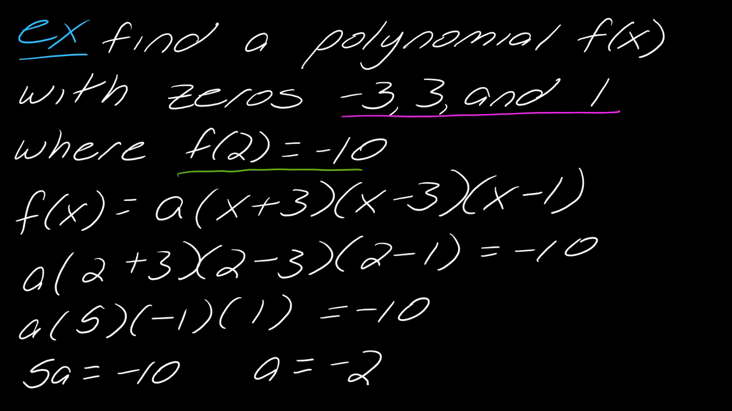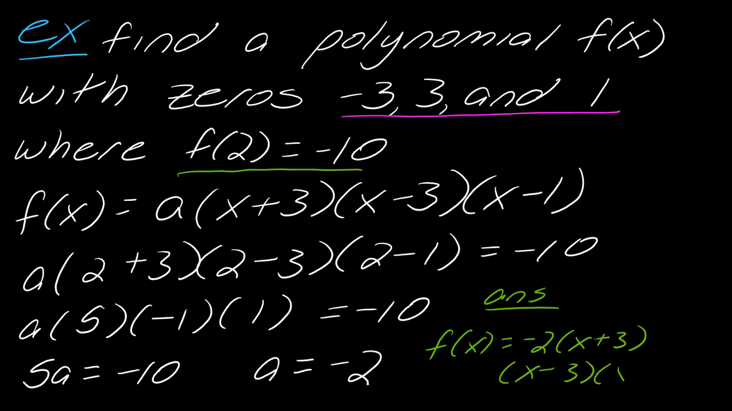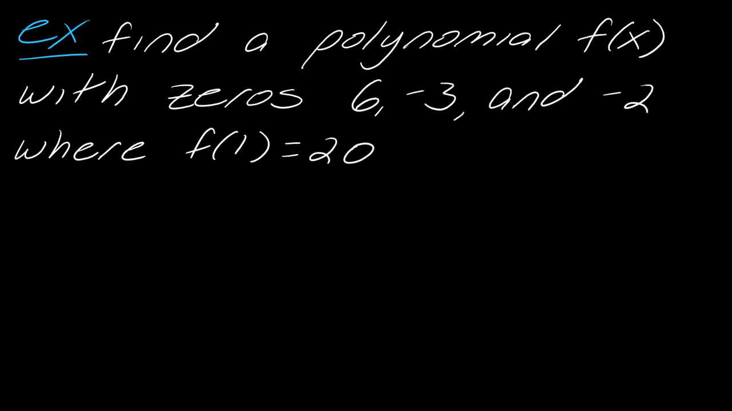As you can see, there was some other constant in front of this. Okay, so my final polynomial then, I'll write it here. My answer is f of x equals a times x plus 3, sorry, I'm running out of room, x minus 3 and x minus 1. Okay, so I have another one here. Why don't you try this one on your own and hit play when you think you've got it.